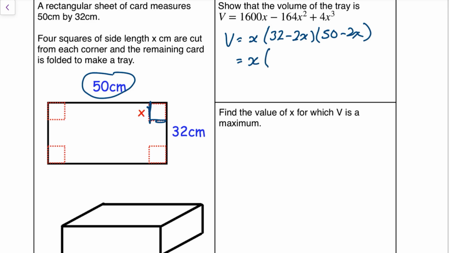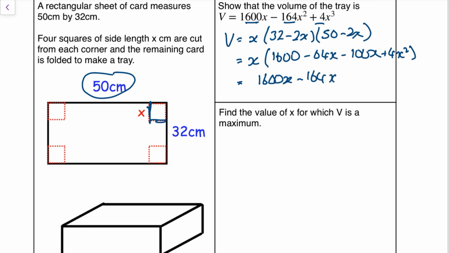So I'm going to leave the x here. 32 times 50 is 1600. 32 times minus 2 is minus 64. 2 times 50 is minus 100x. And minus 2 times minus 2 is plus 4x squared. Quick check on what I'm trying to get. So I've got my 1600, I've got my 164, I've got my 4, so it's all worked out. It should be 1600x minus 164x squared plus 4x cubed, since I'm multiplying it all by x. And I've shown it to be true.